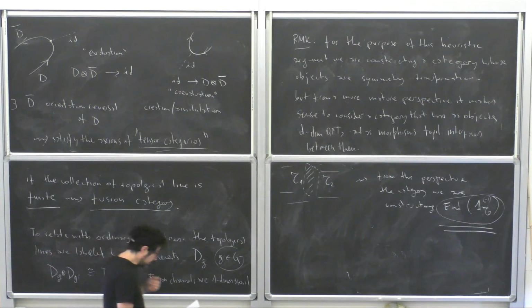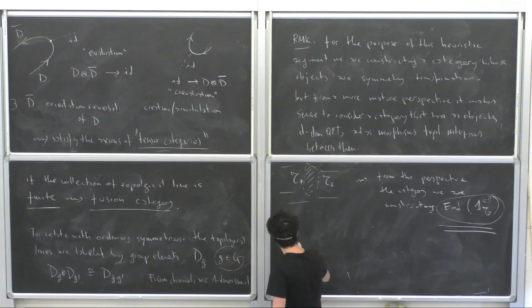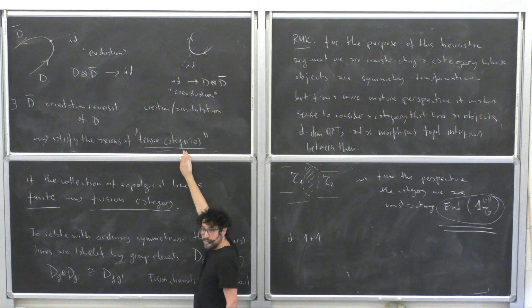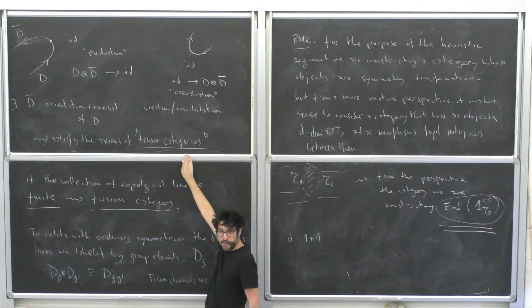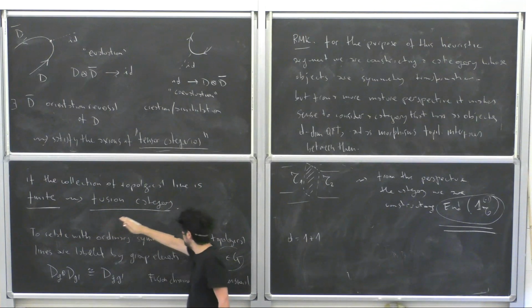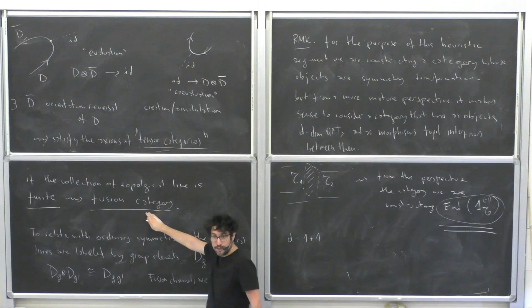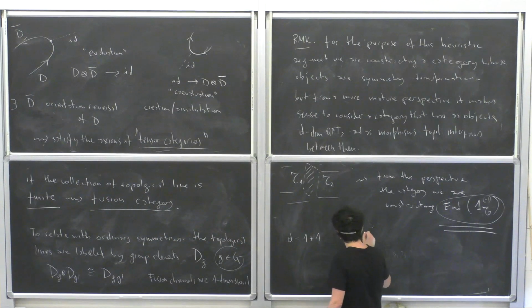So now we've seen the outcome of this: for d equal to 1 plus 1, the symmetry will satisfy this axiom. We expect the symmetry satisfies these axioms. It's the axioms of a tensor category, and if the collection of topological lines is finite, then what we end up with is a fusion category. We expect a fusion category.